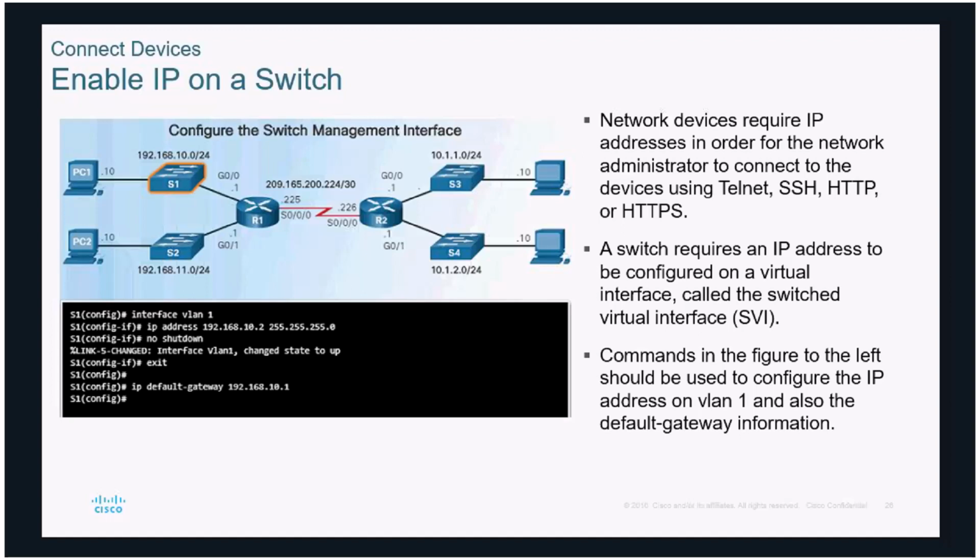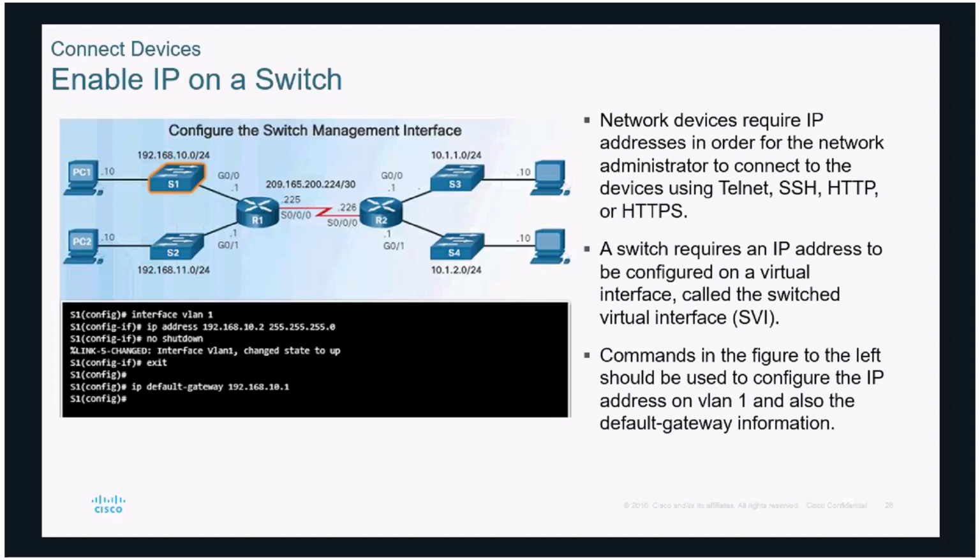The commands on the left are an example of a configuration of an SVI on VLAN 1. So you see here the command interface VLAN 1, IP address given 10.2, and a subnet mask, no shut. This is all done on S1. So here we're configuring that switch, that particular interface, VLAN 1, giving it an IP address.